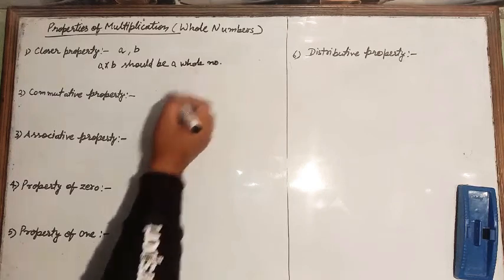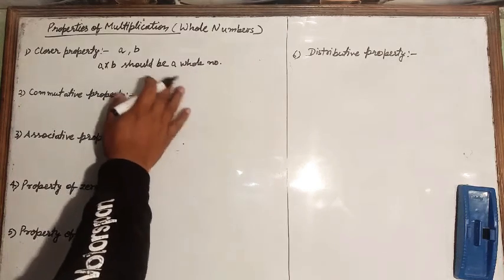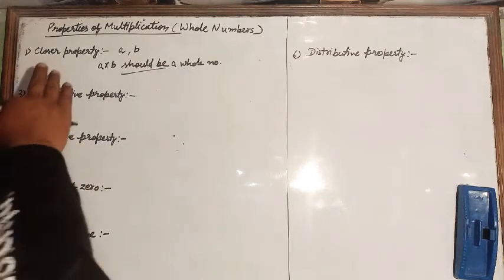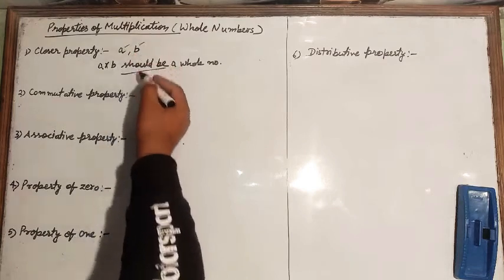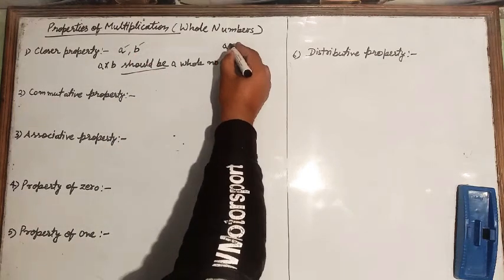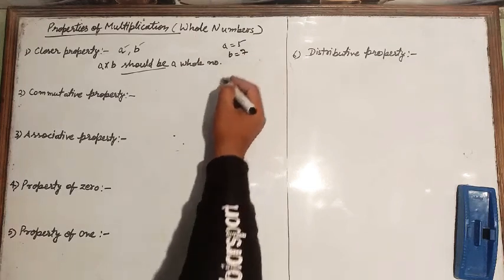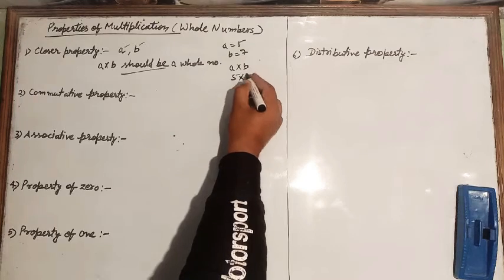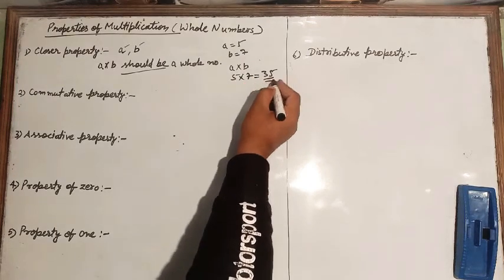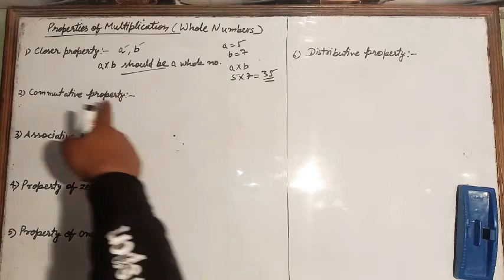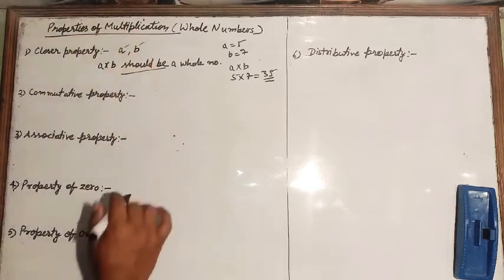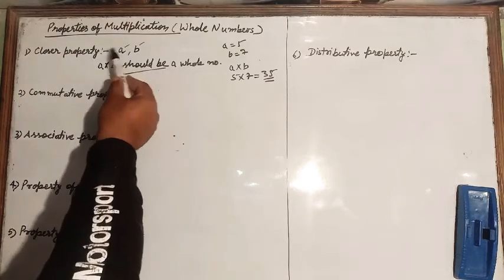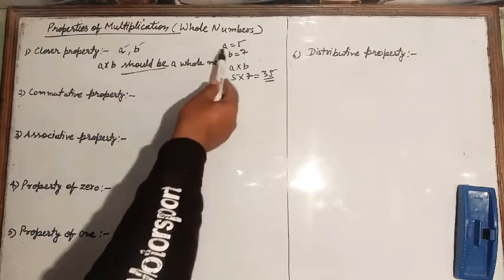Closure property says that the product will be a whole number. See how: if we are taking A and B as two whole numbers, we can take A equal to 5, B equal to 7. So what will be the product? A into B means 5 into 7, that will be equal to 35. Again 35 is a whole number, which means closure property holds good for multiplication of whole numbers. There will always be a whole number if we are multiplying two or more whole numbers.